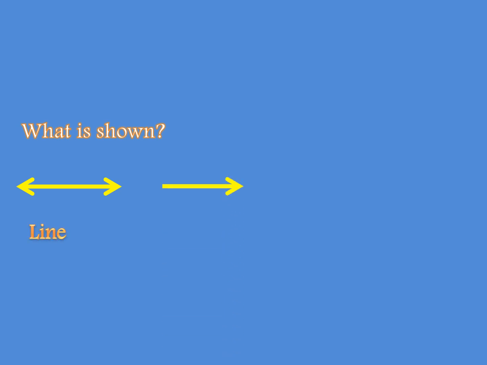The second one, which has one arrow, which goes on and on in one direction only, exactly will be ray. The third term, which has two end points, will be exactly a line segment. And the last one, which is an exact location in space, is going to be point.